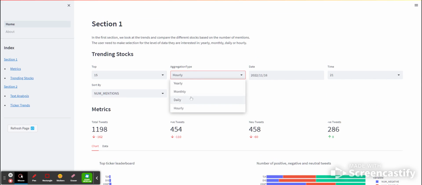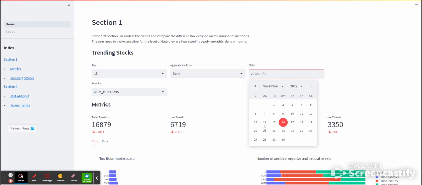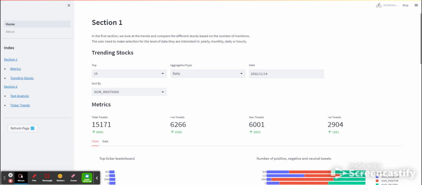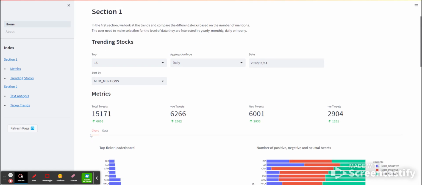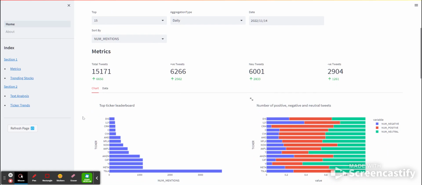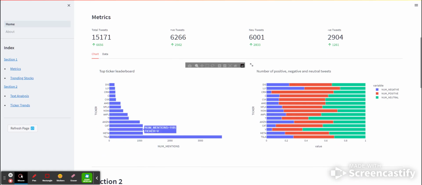Now let's look at the last level, which is the daily level. On the 14th of November, we had a total of 15,000 tweets, 6,000 more than the last day. These many positive tweets, and this is the list of the ticker symbols that are in the top 50 list, and this is the breakdown of how the sentiment looks for each one of them.